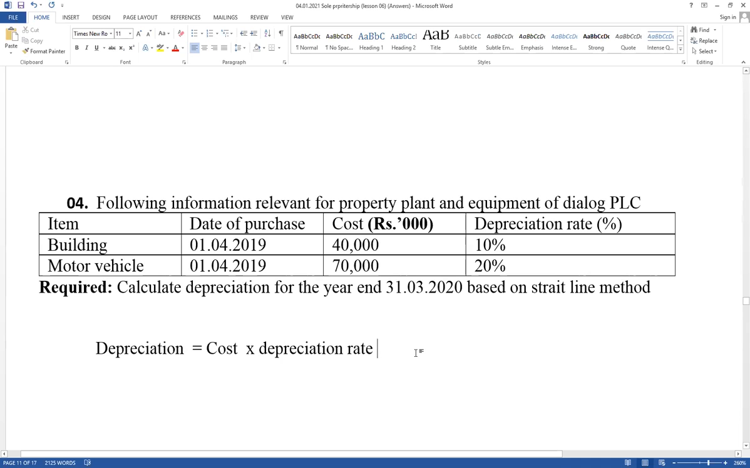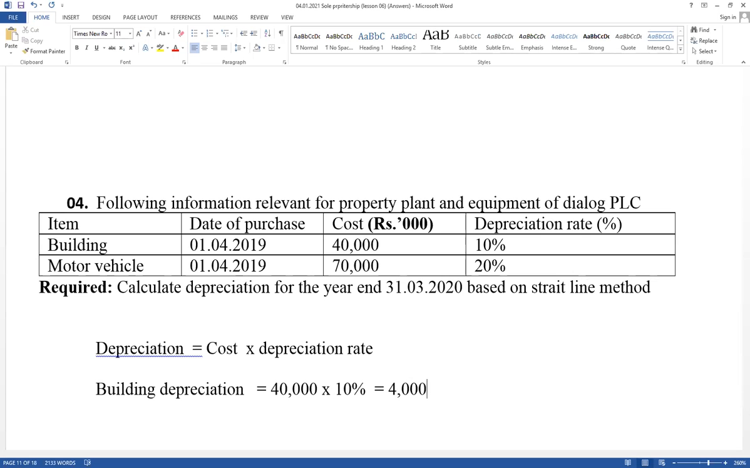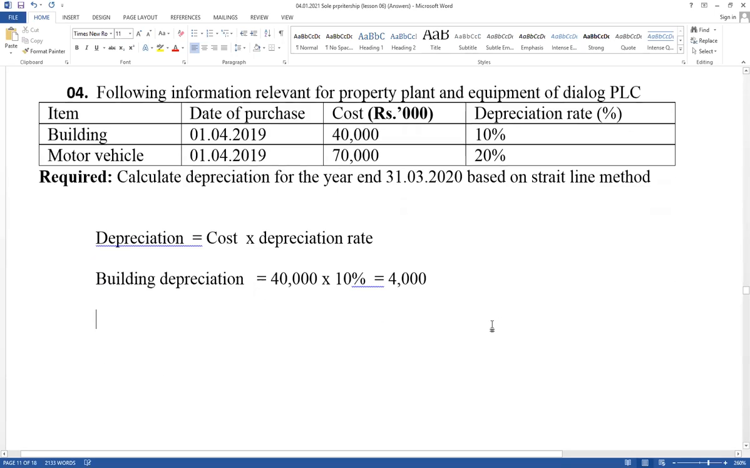There are two assets available. Calculate building depreciation. Building depreciation equals cost value into percentage. Cost value equals 40,000. It has given values in 1,000. Into 10%. Therefore, annual depreciation equals rupees 4,000. Motor vehicle also same way. Try to recognize how to calculate and how to record.